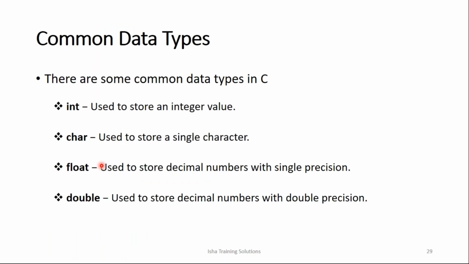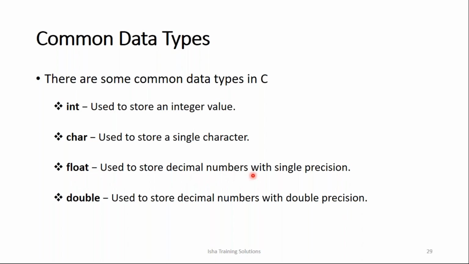These are the common data types that we are going to use more frequently: integer, character, float, and double. Integer is used to store an integer value like 1, 2, 3. Character stores a single character like A or B or C. It cannot store more than one character. If you want to store a name, for example Ram, it is not supported by character, so we need to use some other data type. We will see that in the future. As of now, character will store a single character. That's it.